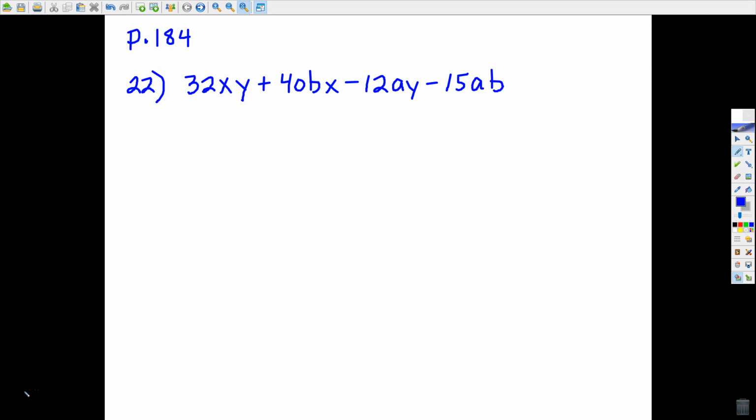Here's some homework help for section 3.4, page 184. I've selected two problems because we really didn't have time to cover this in class. This is a little different factoring method. This is known as factoring by grouping.